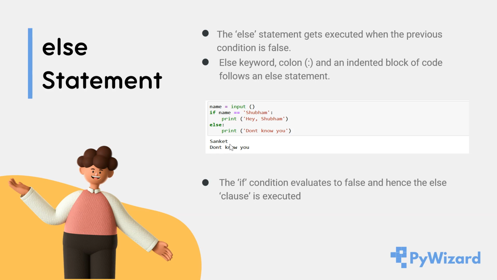So I gave Sanket as an input. Sanket is not equivalent to Shubham, so the if clause got skipped, and now we are at the else clause where we print don't know you.